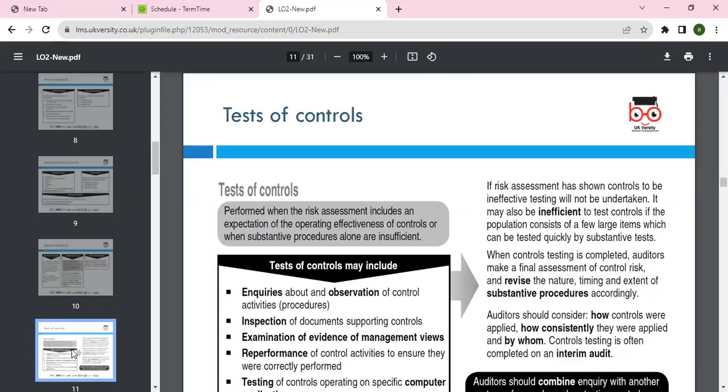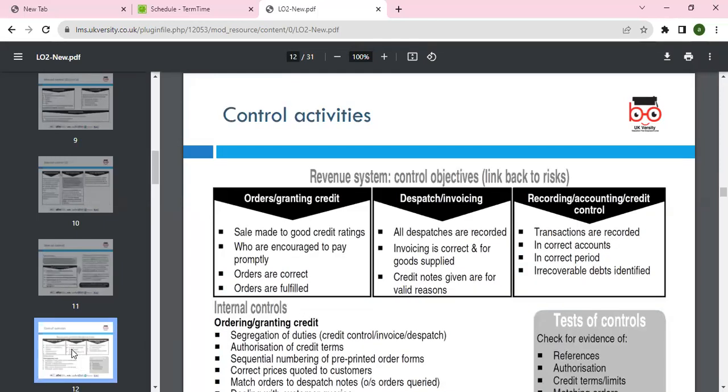So tests of control: inquiry, inspection, examination, performance. When we do the revenue system, control activities link back to the risk: sales made to customers with a good credit rating who are encouraged to pay promptly, orders are correct and orders are fulfilled. Dispatch and invoicing: all dispatches are recorded, invoices are correct and credit notes are given for a valid reason. Recording and accounting and credit control: transactions are recorded in the correct accounts, in the correct period, and irrecoverable bad debts.